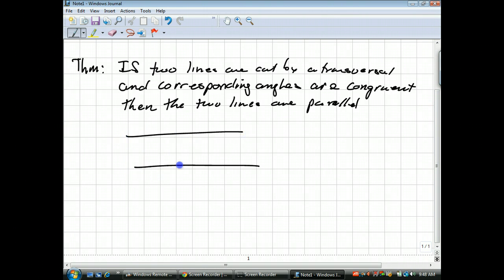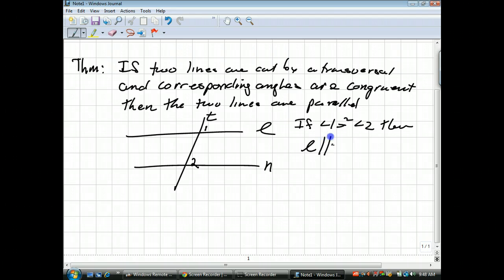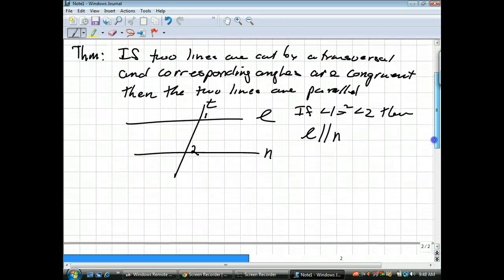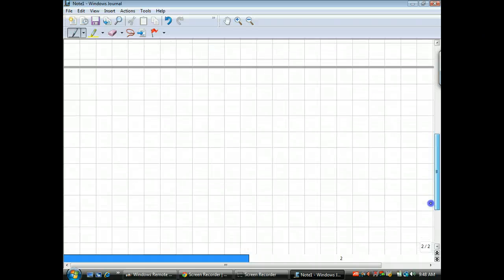So if I have line L and line N, and I have line T, which is our transversal. And so if I know angle 1 is congruent to angle 2, angle 1 and angle 2 are corresponding angles, then I can say line L is parallel to line N. Okay? So the first way to show that two lines are parallel is to show that corresponding angles are congruent.